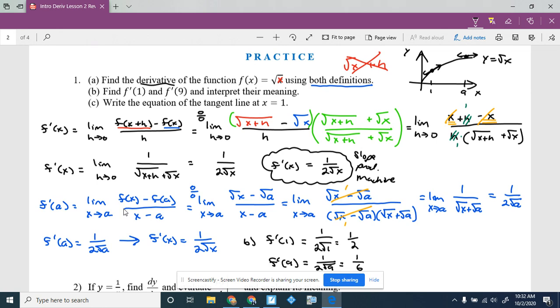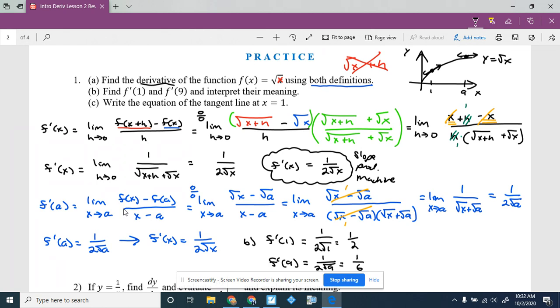So when it says interpret their meaning, it's basically wanting you to say that it represents the slope of the tangent line on the graph of f at x equals 1 and x equals 9 respectively.